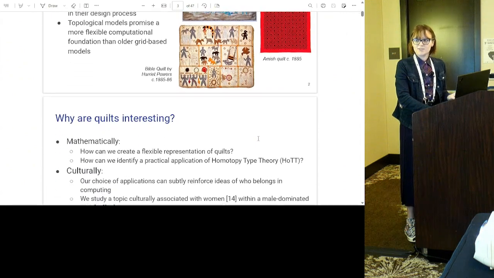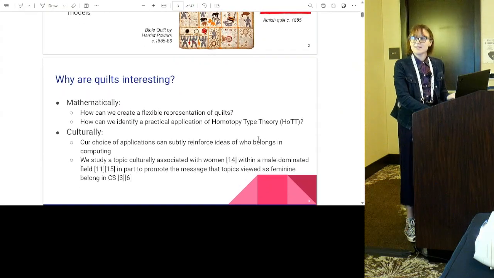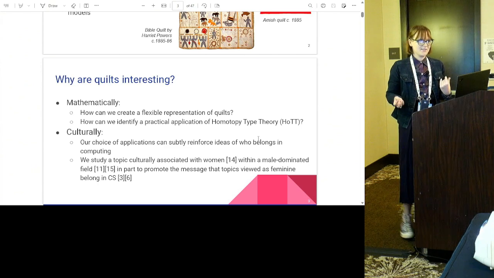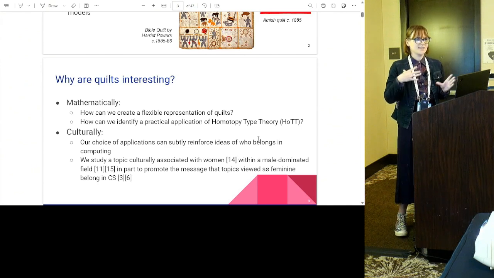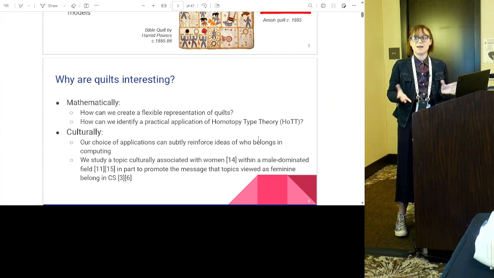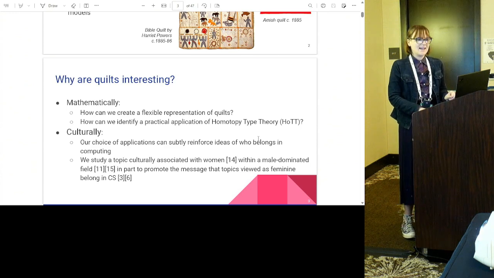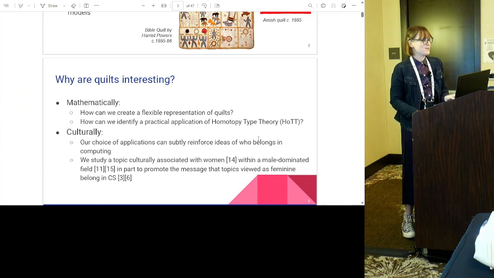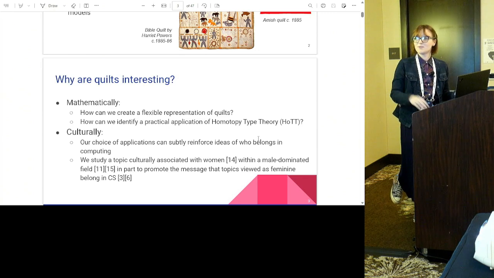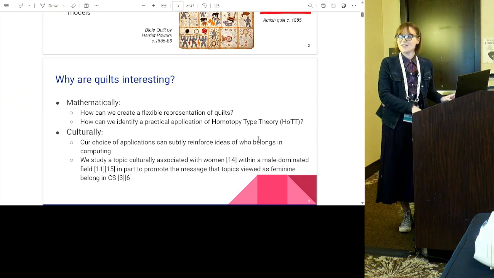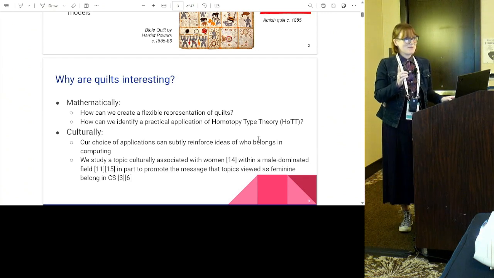So why are we interested in quilts specifically? Because mathematically it's kind of hard. You think about solving geometry problems, and that's really hard math to do. And this might actually, on the other side of things, be an actual practical application of homotopy type theory, which I believe we are still looking for a use for. So maybe this might be one.